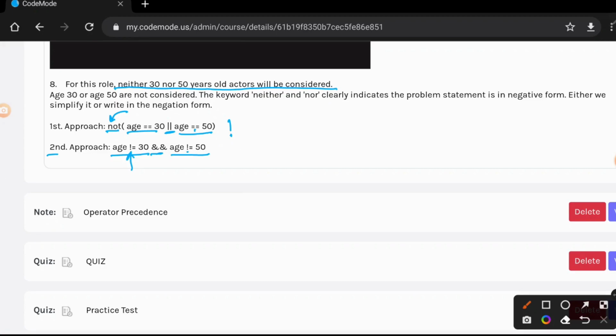That is how you either use the first approach, which is to construct a statement or a complex Boolean expression and ultimately negate it. And the second approach is, right from the beginning, remove the negation and you say age is not 30 and age also not 50, then you are fine. Okay, hope this is clear. Again, the only way to understand this is to solve some questions and practice. So go ahead and do it.